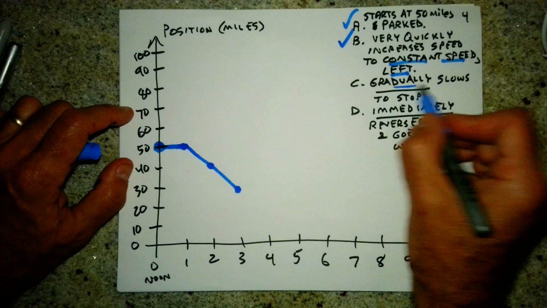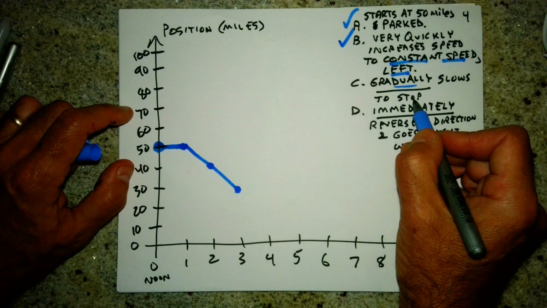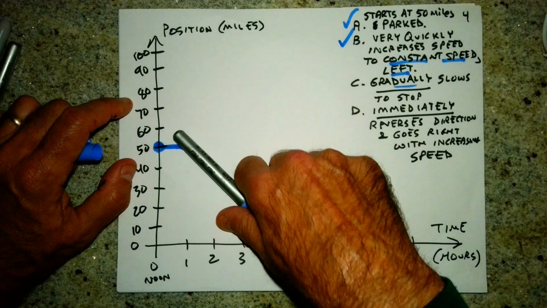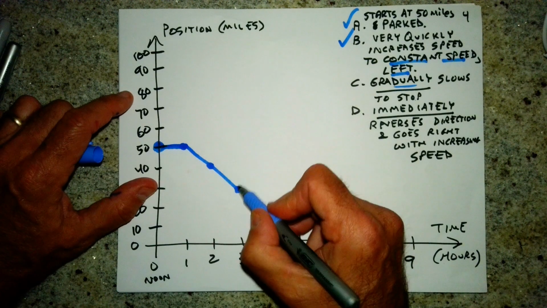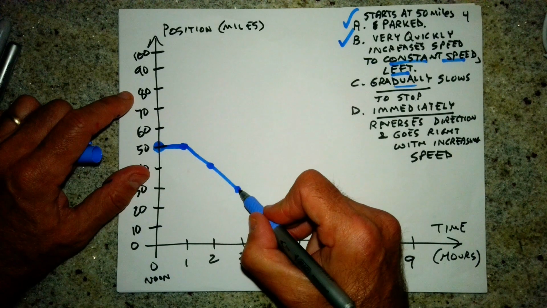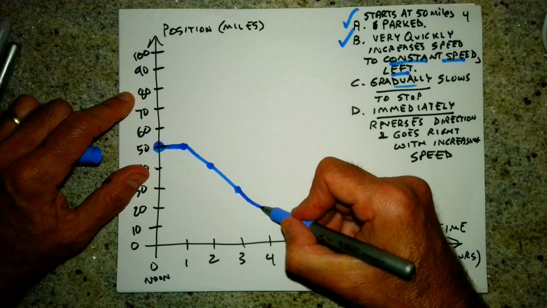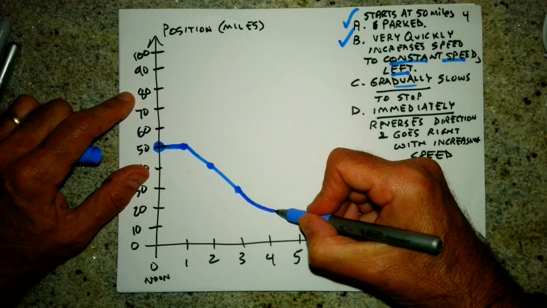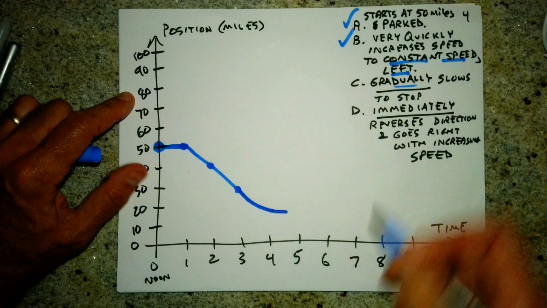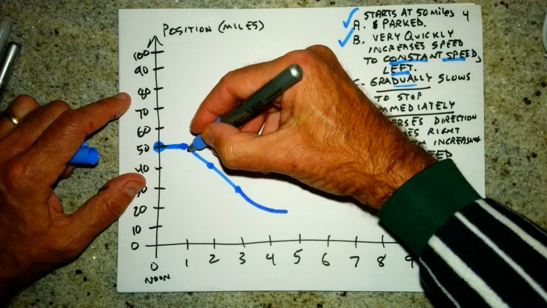C, it says gradually slows to stop. So that means we have to change from being like this to being like that, stopped. So there should be a curve. Gradually slows to a stop means that there's a curve like that instead of a corner. So there it stops. Okay?